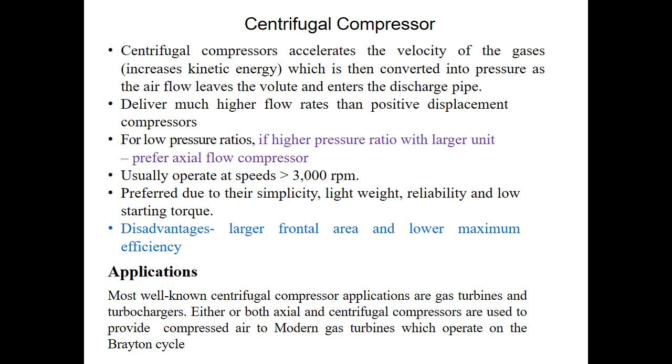Now centrifugal compressors are preferred due to their simplicity, light weight, reliability, and low starting torque. The disadvantages are a larger frontal area and lower maximum efficiency. Talking about the applications, they are better suited for applications requiring large quantities of air, that is above 50 meter cube per second. The most well-known applications are gas turbines and turbochargers.